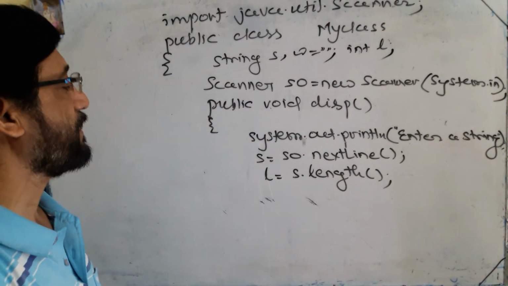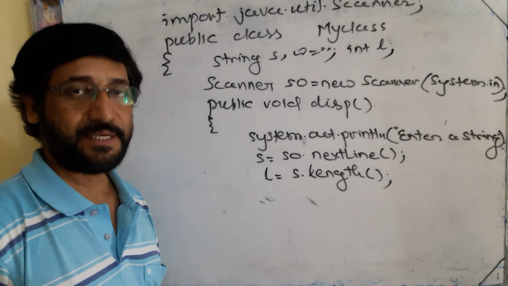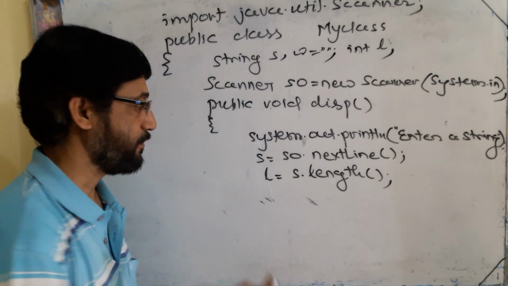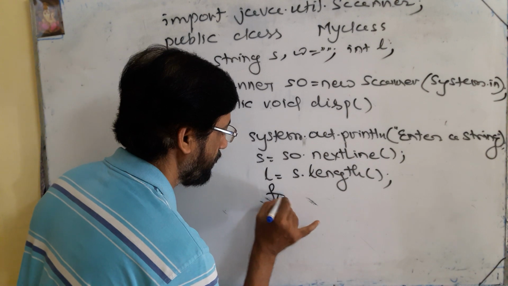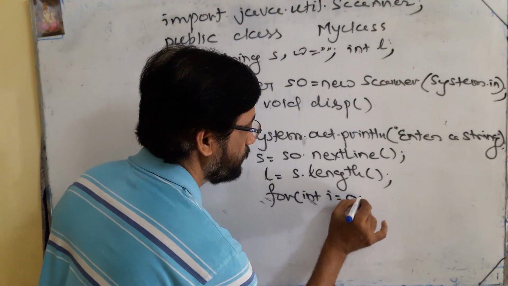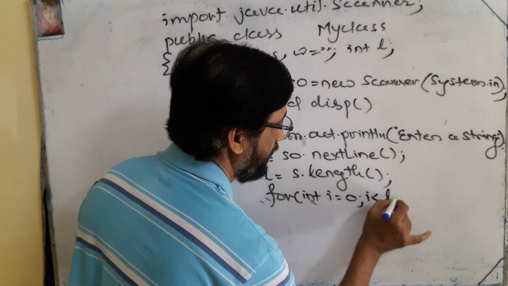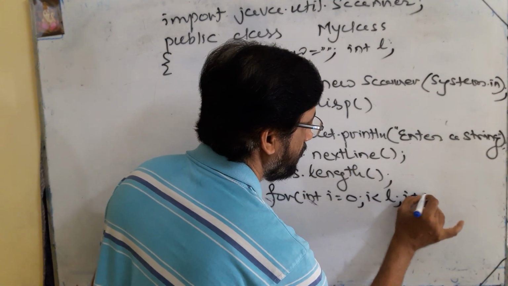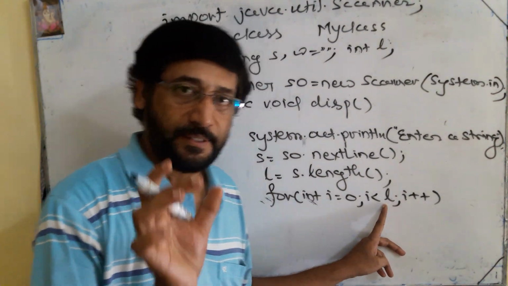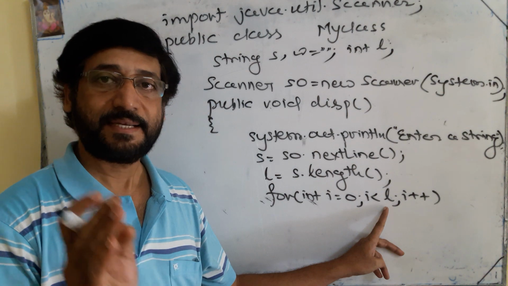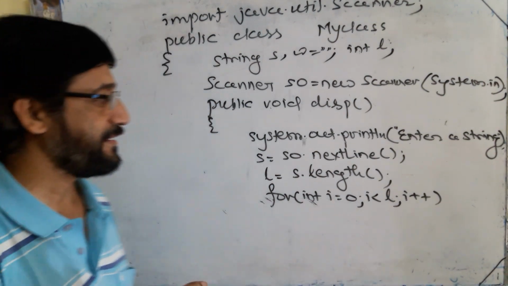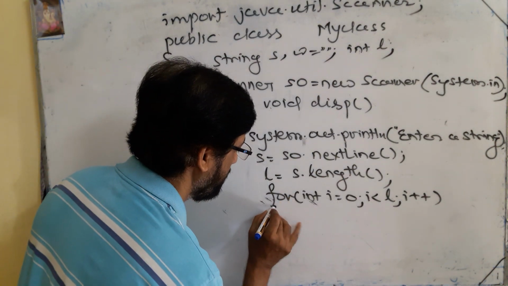After finding the length of the string, you have to select one character after another character. For that you can take the for loop. for (int i = 0; i < l; i++). We have to take less than, we cannot take equal, because the last index is length minus 1. We have to continue up to the last index, so it is less than l.